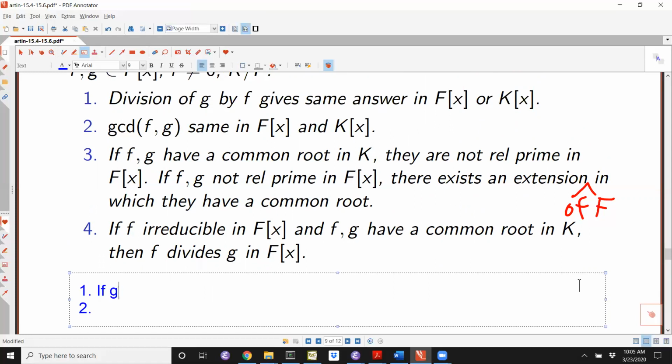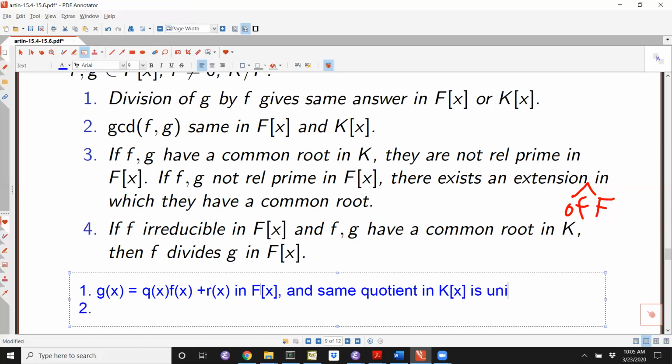If g equals q of x, f of x plus r of x. Well, we know that g of x has some quotient of this form in F[x], and the same quotient in K[x] is unique. Because of the uniqueness of division with remainder, the answer that you got in F[x] must also be the same answer in K[x]. And but still for 2, I'm going to give you the non-abstract version.